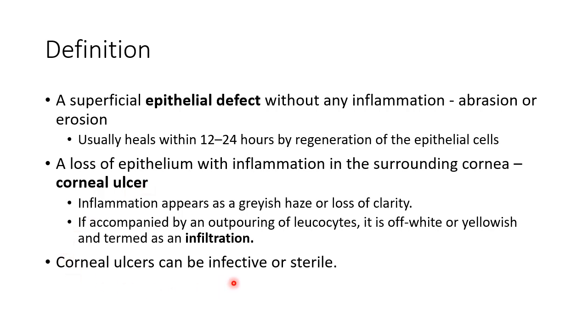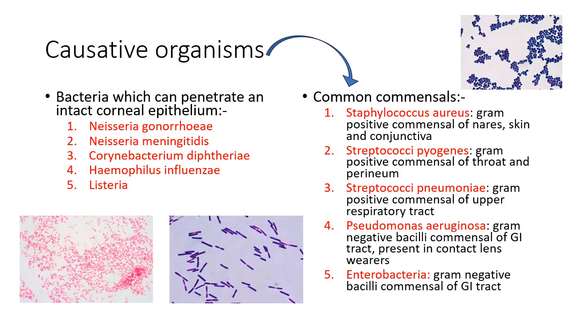Corneal ulcers can be infective or sterile. If infective, you will find more infiltration. If sterile, you may not find any infiltration but just a hazy cornea, that is because of inflammation. So today we'll be talking about a type of infective corneal ulcer, that is bacterial corneal ulcer or bacterial keratitis. So what are the causative organisms?